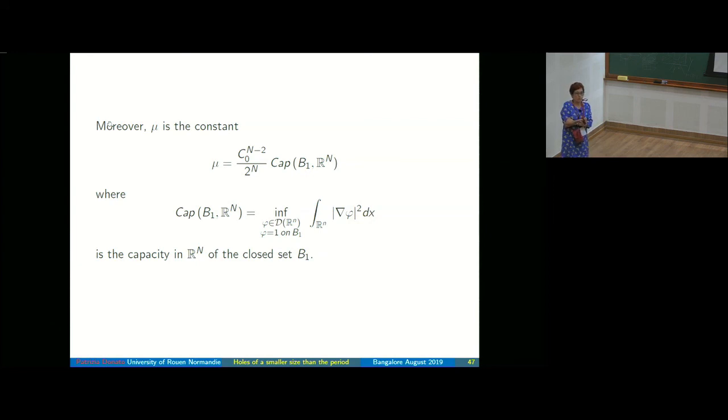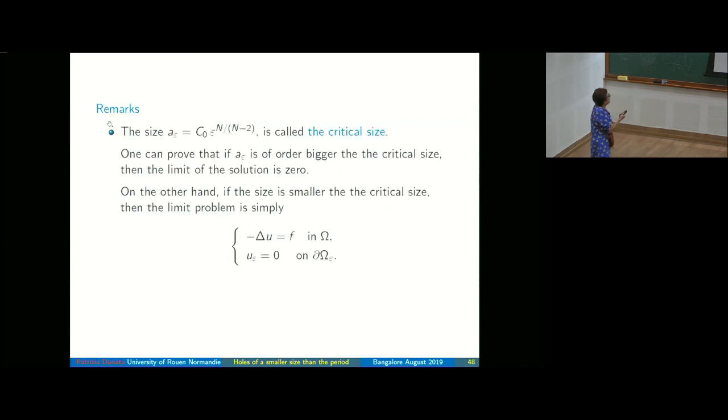Capacity is an important notion. People in probability use it a lot because it has an important signification, and it has been widely studied, it is very interesting, but I don't want to discuss that one here. I just want to make some important remarks. The first one is that this size was called the critical size because something special happens. If the size is bigger, actually the limit of the solution is 0, so it looks like the case epsilon. If the size is smaller, then nothing happens. We have no strange term, we have just the expected problem, here no epsilon.